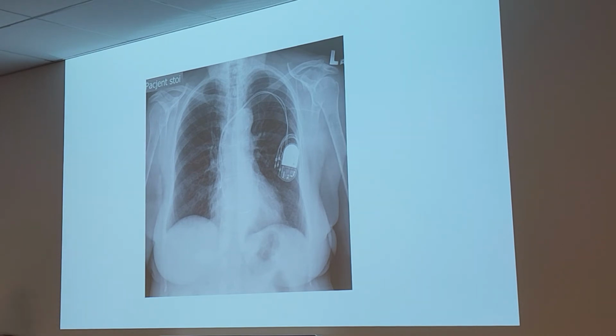Alright, so this is what a chest x-ray looks like with the pacemaker. You can see the leads are going into the heart. And it's placed under the patient's skin. Okay?